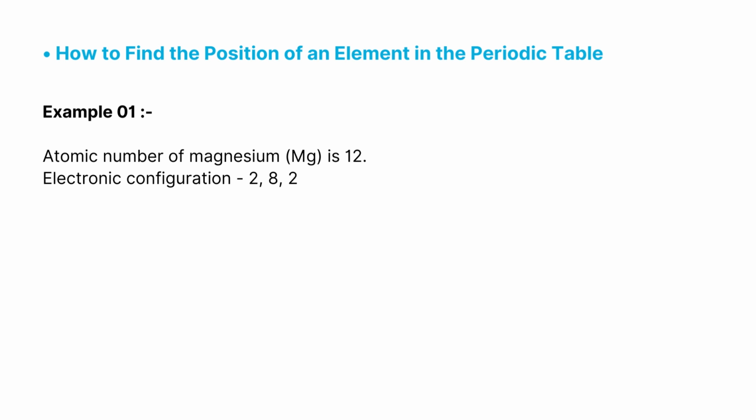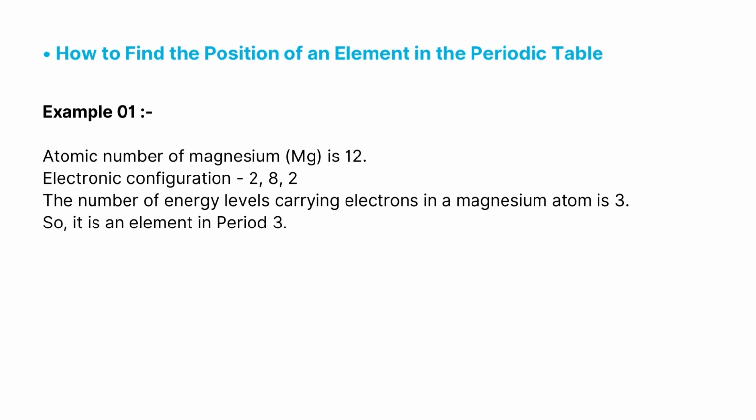We will now distribute these electrons into their energy levels. The first 2 electrons will go to the first energy level, that is the K shell. Then 8 more electrons can go into the second energy level. That is the L shell. There are 2 more electrons. They will go into the last energy level, or what we call as valence shell. So if we write the electronic configuration 2, 8, 2, so number of shells that contain electrons is equal to period. So here it is period 3.